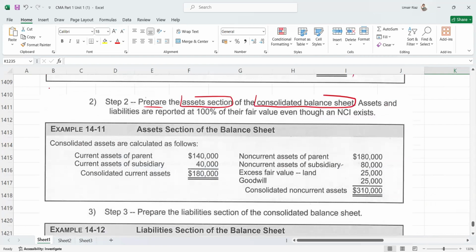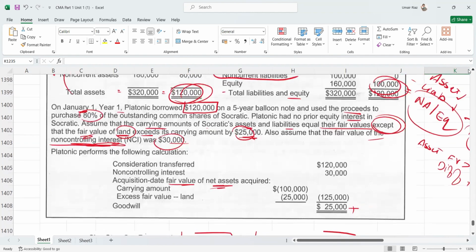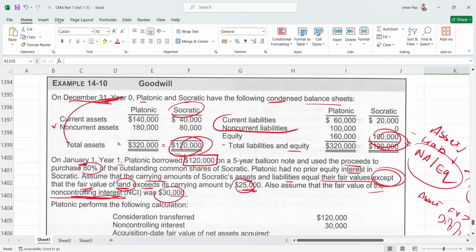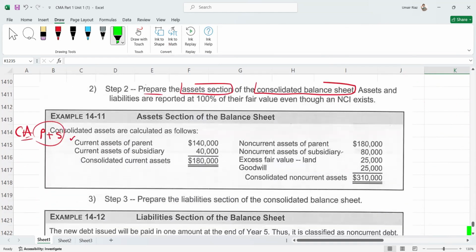Okay, asset section. So how will you prepare the assets? Very simple. First, you work with the current assets. Simply take current assets of parent plus current assets of subsidiary. This is what I'm doing at the date of acquisition only. So here we go. Parent current assets were how much? Parent current assets is 140, subsidiary current assets is 40. So total, 140 plus 40 is 180,000.